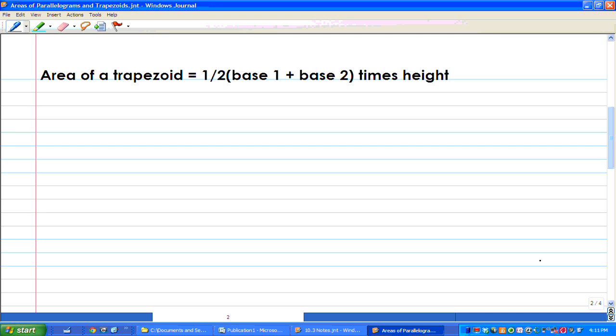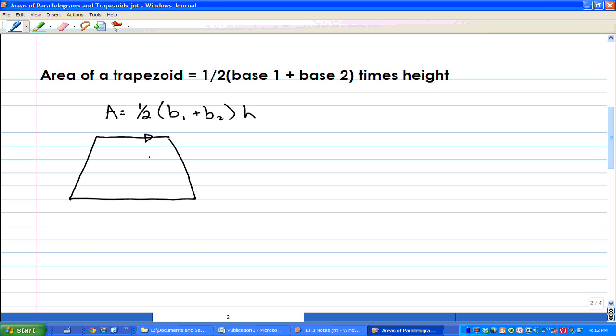A trapezoid is 1/2 of the sum of base 1 plus base 2 times the height. The formula is written as 1/2, and then we have base sub 1 plus base sub 2 times the height. So for a trapezoid, let me give you one as an example here. We'll go like this, and then like this, and then like this, and like this. Okay, trapezoid has one pair of parallel sides.